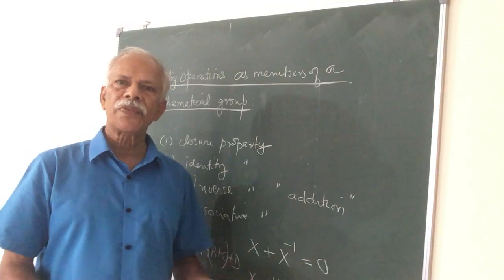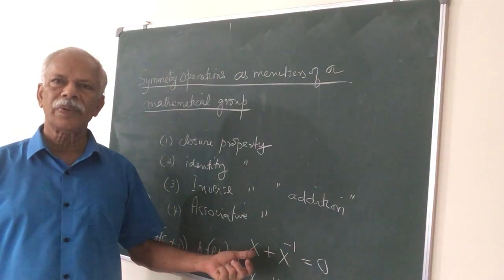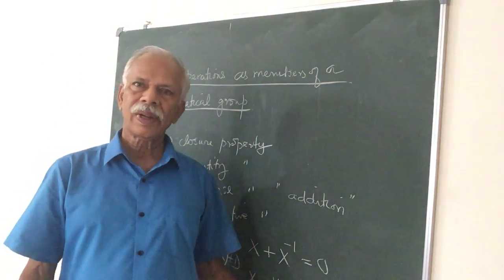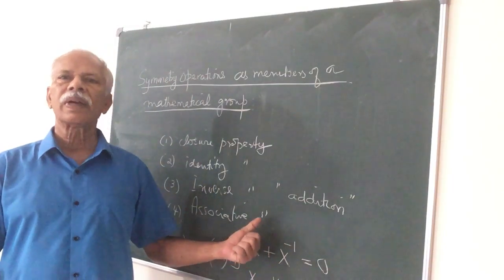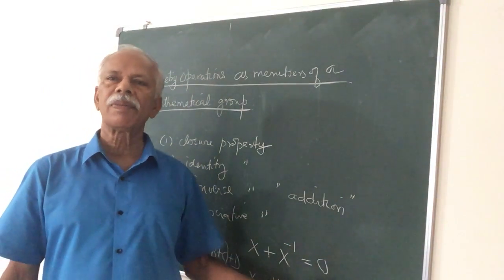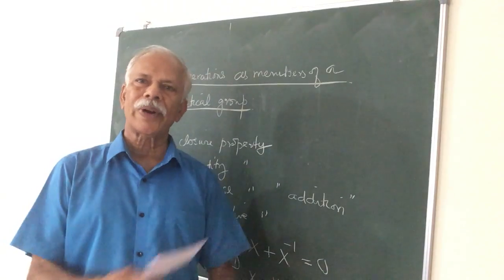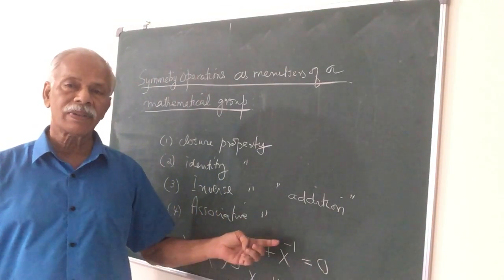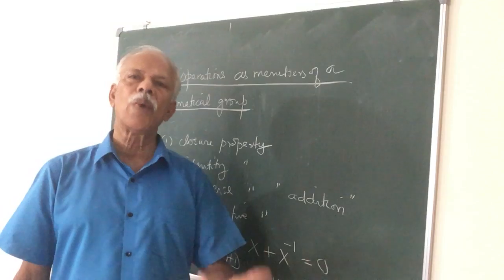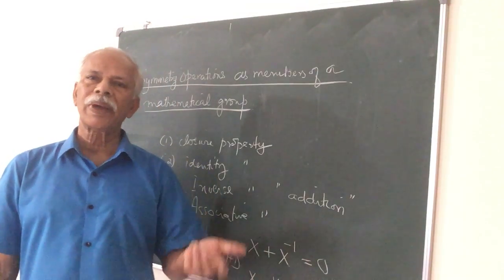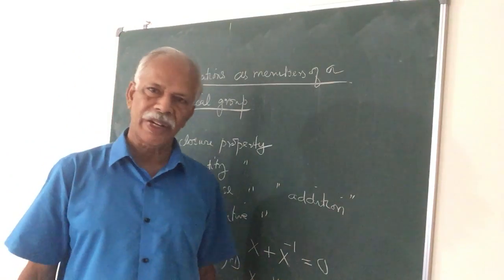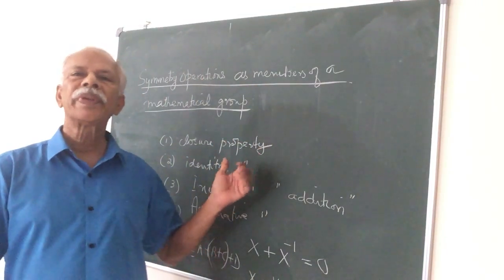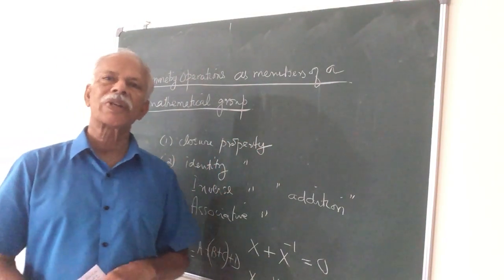The same example of integers, positive and negative, excluding 0, can form another group where the law of combination can be multiplication, real products. And in that case, the identity element will be 1. You can multiply any number with 1, leaving it unchanged. You analyze the other properties for that abstract group.